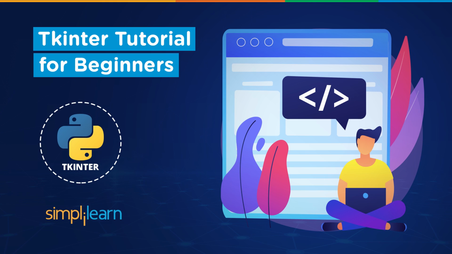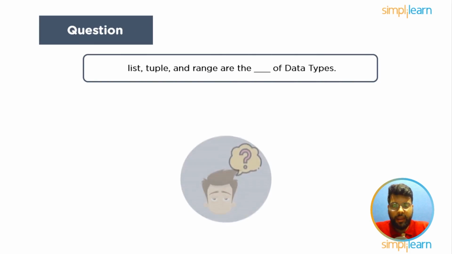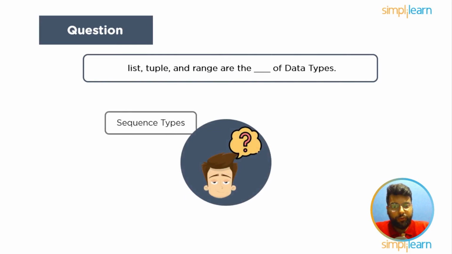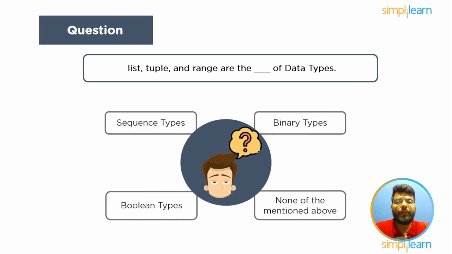Before starting, let us have a simple question to brush up on our knowledge. Your question is: list, tuple, and range are the dash of data types. Your options are sequence types, binary types, boolean types, or none of the mentioned above. Please answer in the comment section below and we'll update the correct answer in the pinned comment. You can pause the video, give it a thought, and answer in the comment section.